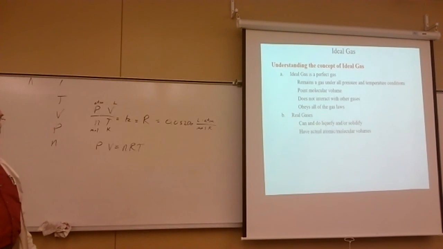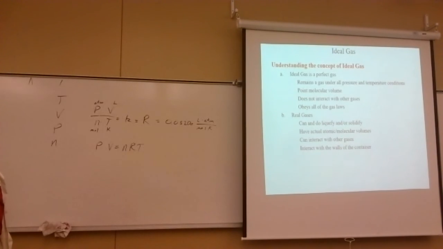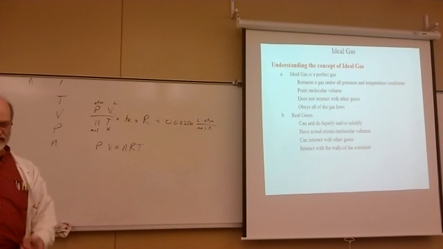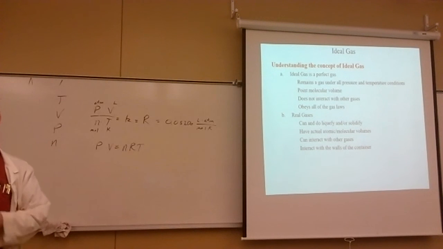Real gases do have volumes. They do have masses. And they do interact with other gases. When they get close, they either attract or repel. And they do interact with the walls of the container. That's one we can't get away from, because if they didn't interact with the walls of the container, we couldn't measure pressure. Right? You insert your little device. If they didn't interact with anything around the walls of the container, you'd never know what the pressure was. So that's a real gas.